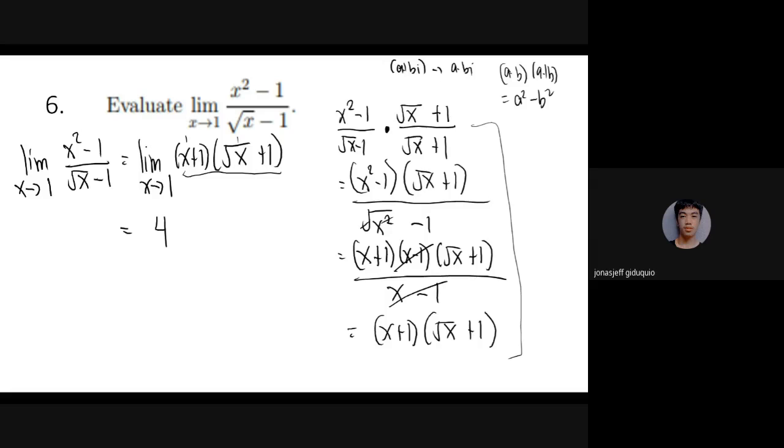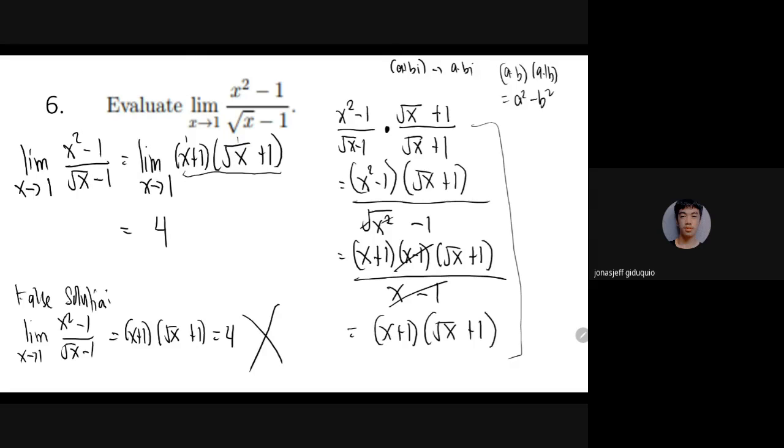Do not forget to write the limit. Why? Usually kasi you are writing this one, it's a false solution. You write the limit of x squared minus 1 all over the square root of x minus 1 as x approaches 1 is equal to x plus 1 times the square root of x plus 1, which is equal to 4. This is a wrong solution. Okay? You have to put the limit there because x plus 1 times the square root of x plus 1 is not always equal to 4. So I'd like to stress the importance of writing the word limit as the operator.